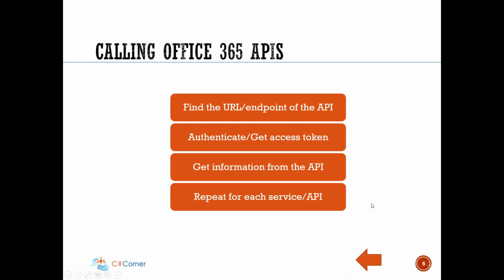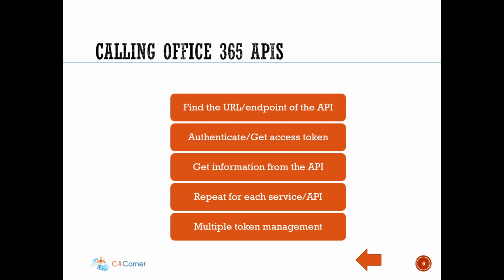And consider a scenario where in your application you are connecting to more than one API. You also want some data from Outlook, you also want some data from OneDrive. So you have to connect to different APIs and repeat the first three steps I told you for each and every API, and it resulted in multiple token management because you are connecting to multiple APIs.